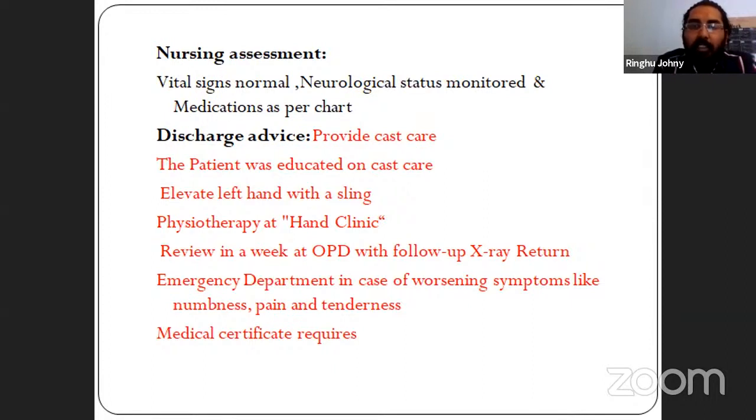Then what's next? We can write a good connective here. Of note, O-F, of note, that we need to remind someone. Of note, he requires a medical certificate.